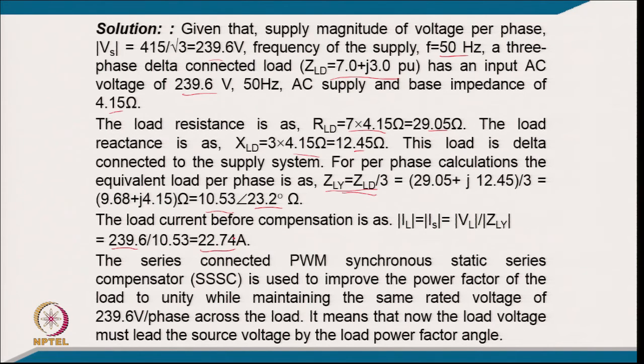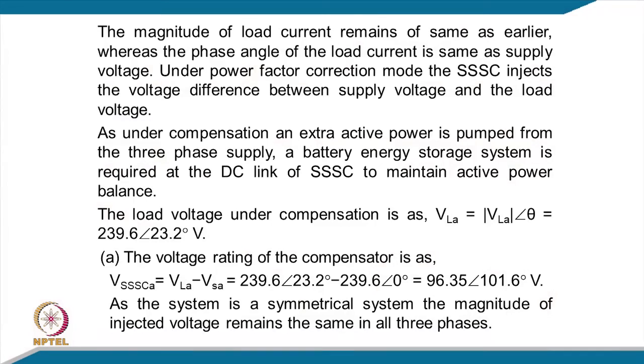So, it comes 22.74 ampere, and the series connected static synchronous series compensator is used to improve the power factor of the load to unity while maintaining the same rated voltage of 239.6 volt per phase across the load. It means that now the load voltage must lead the source voltage, through the compensator, by the load power factor angle.